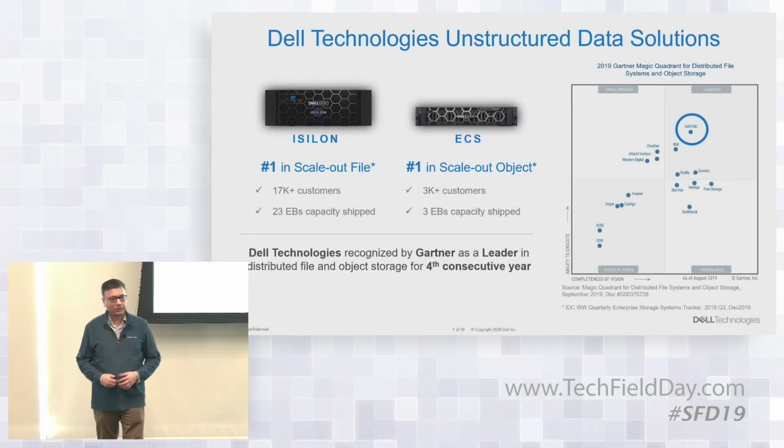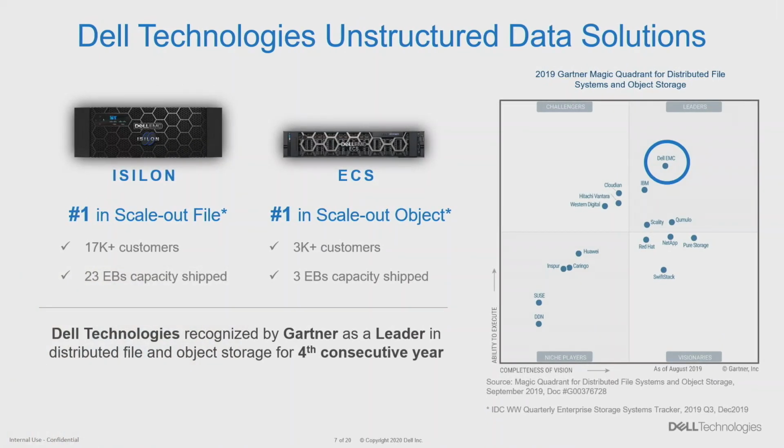If you look at our unstructured data portfolio, we have two big products out there. We have Isilon, our scale-out NAS product, and then we have ECS, which is our scale-out object product. Here are some stats. For Isilon, we have today about 17,000 plus customers. ECS, which was launched much later, has about 3,000 plus customers, and you can see some of the capacities that we have shipped across both of these platforms.